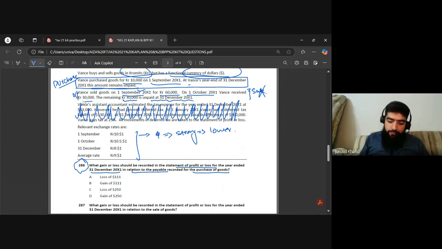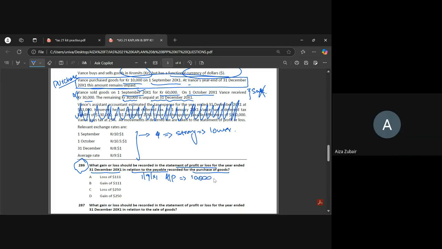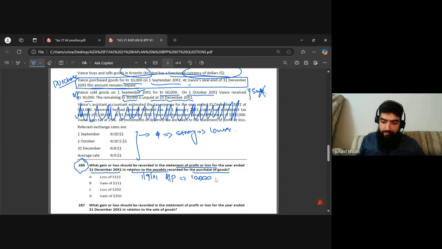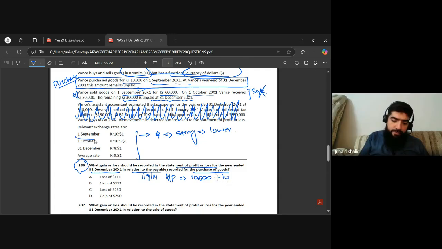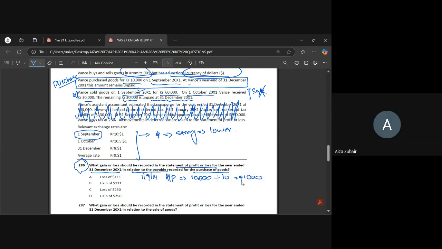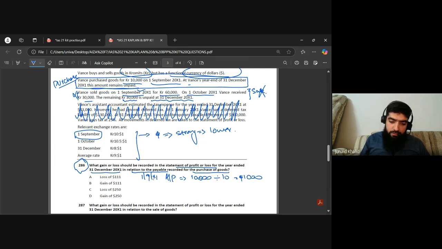Yes. So now, first of all, let's record the accounts payable on 1st of September. On 1st of September, we must have recorded the 10,000 kromet. Either we are going to divide or multiply? Divide by 10, because on 1st September the exchange rate was 10. So it's $1,000. And on 31st of December, the whole amount is unpaid, right?